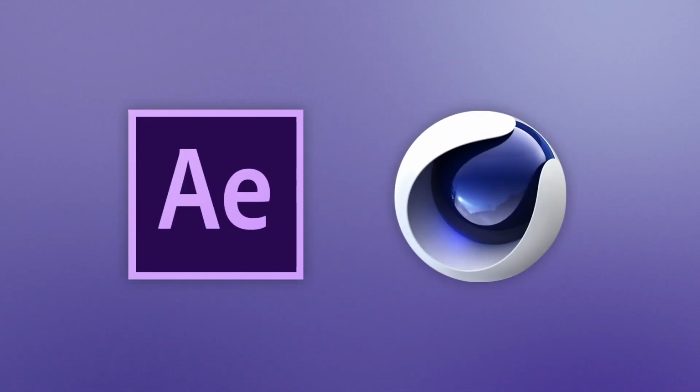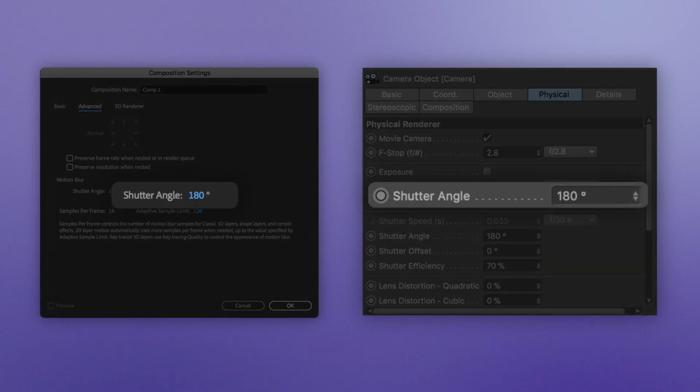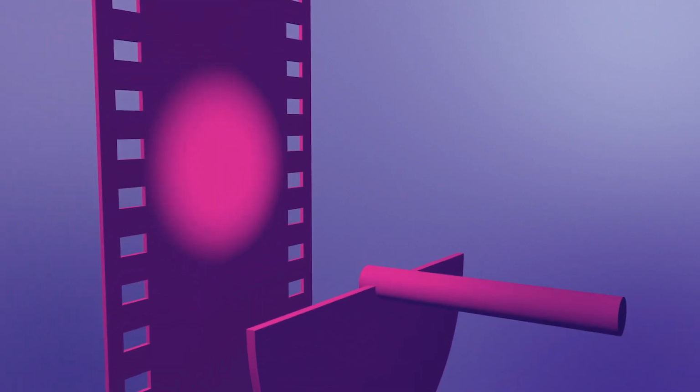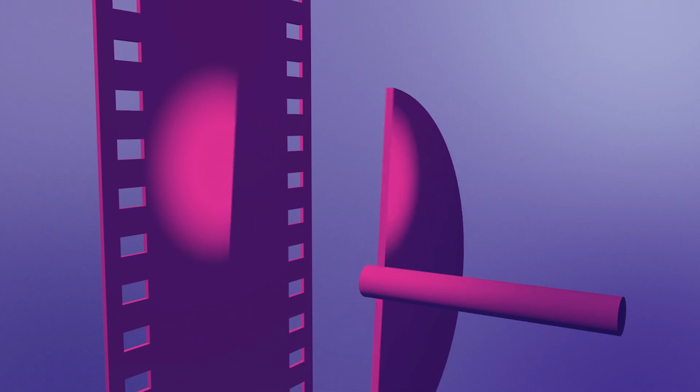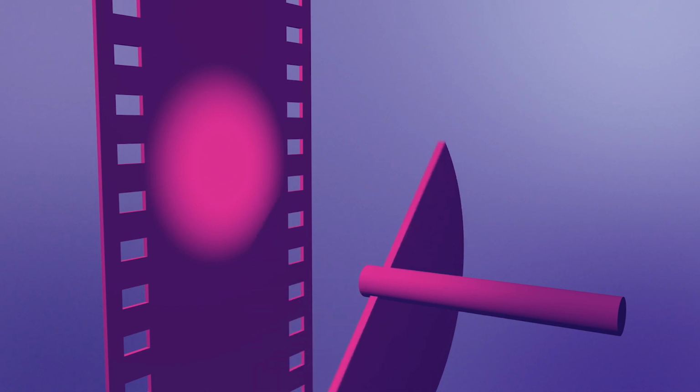In After Effects and Cinema 4D, you may have seen shutter angle settings that look like this. By default, they're set to 180 degrees, which is, of course, a straight line. This terminology is used because of old mechanical spinning shutters, like in film cameras, and as the shutter would spin, it would block the light and then let light in. So the spinning shutter creates the exposure time for each frame.